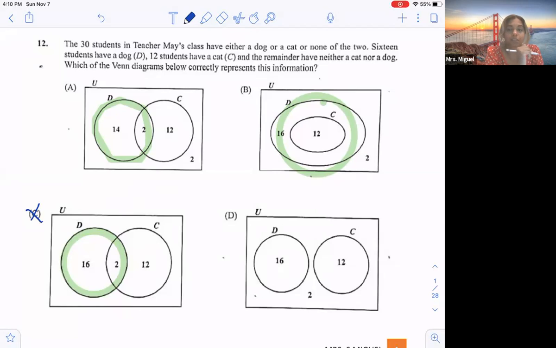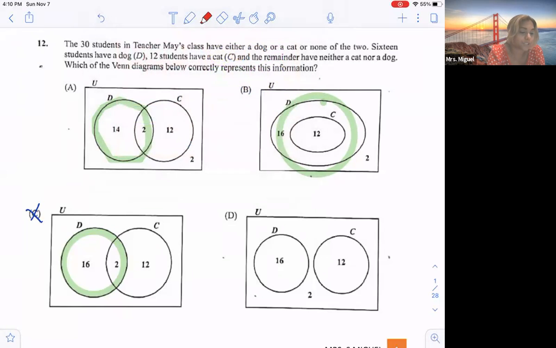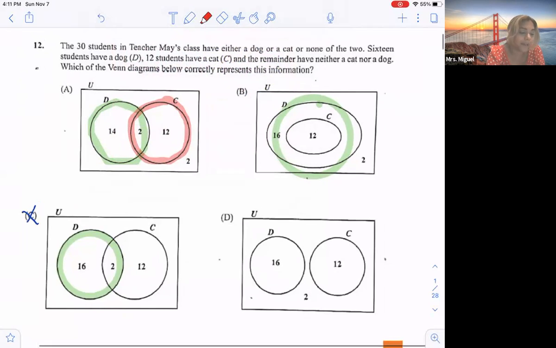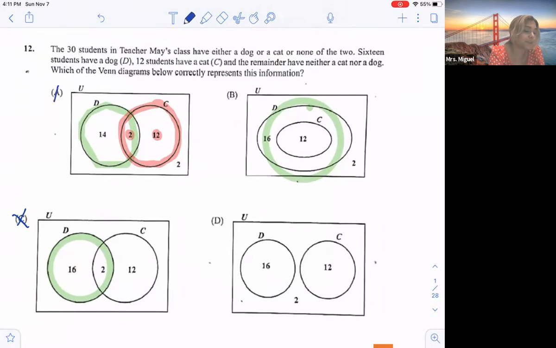If we look at option A, and if I were to circle that, in option A, 12 students have a cat. But according to my circle there, we have 12 plus 2, which is 14. They didn't say 14 students have a cat. They said 12 students have a cat. So right away, option A is not part of my answer. So I have to choose between B and D.